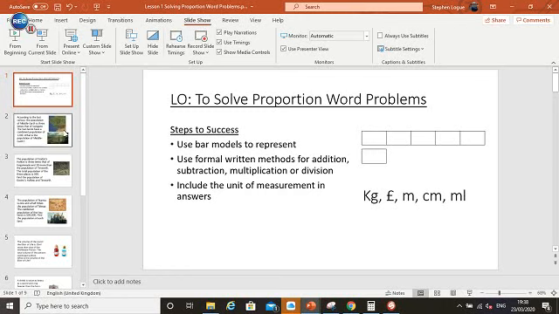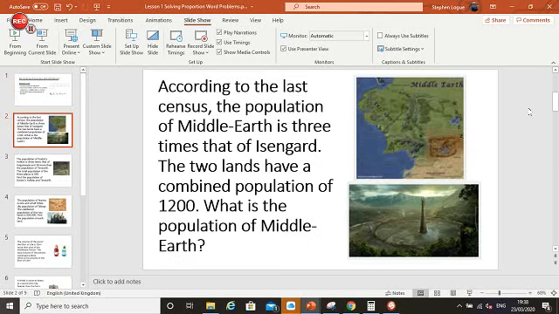Alright, let's read the first word problem. According to the last census, the population of Middle-earth is 3 times that of Isengard. The 2 lands have a combined population of 1,200. What is the population of Middle-earth? If you'd like to solve it yourself and check your answer in a moment, now is a good time to pause the video. I'm going to swap to the visualizer in a few seconds and we will go about solving it. So pause the video now if you'd like to solve it. Right, I'm going to swap to the visualizer.